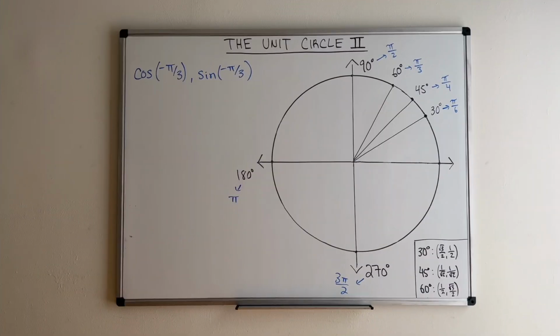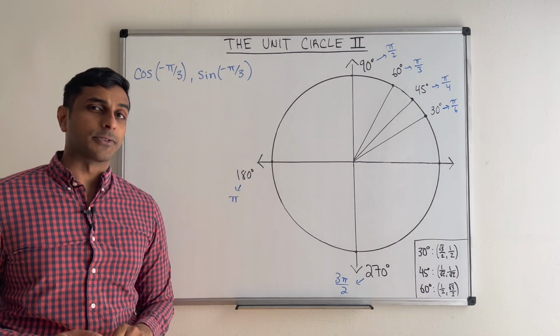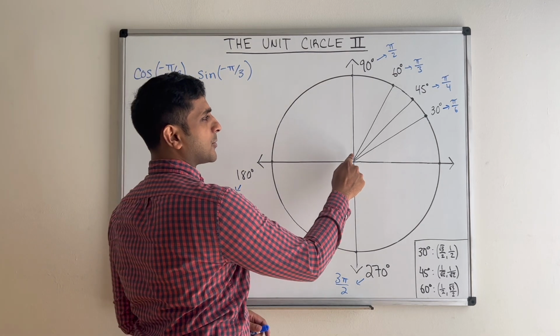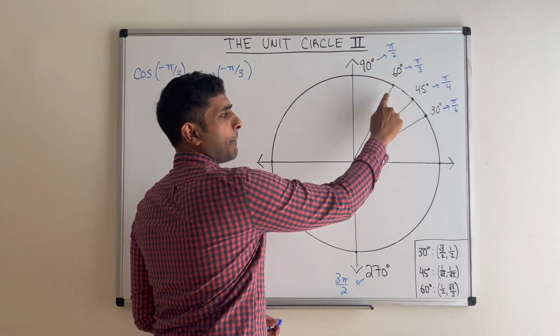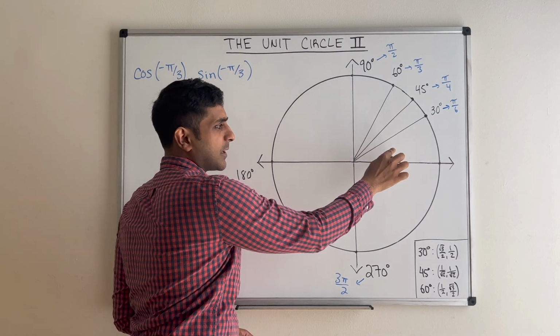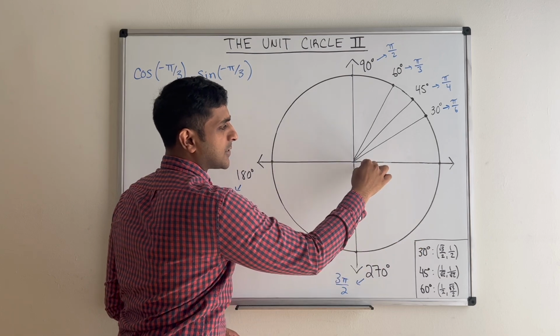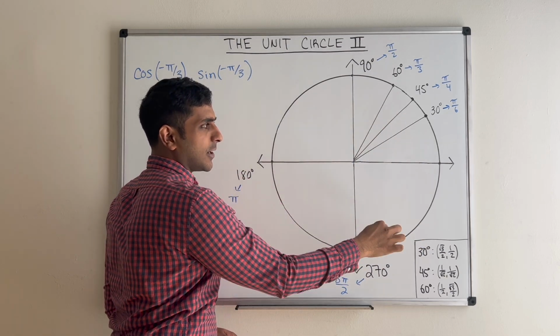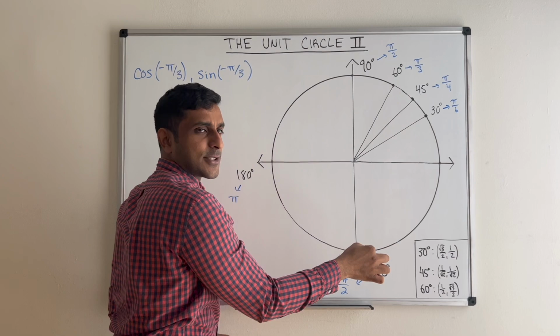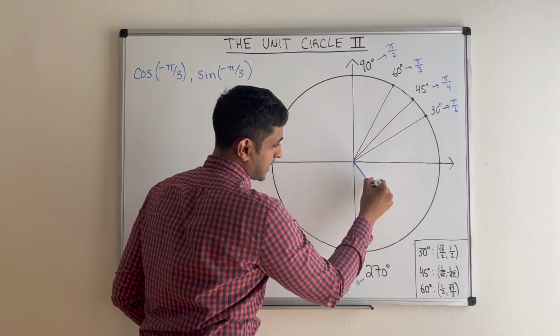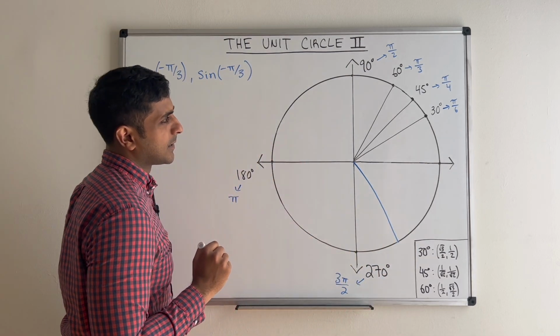Next problem. What about cosine of -pi/3 and sine of -pi/3? Well, where is -pi/3? If pi/3 is 60 degrees and it's about there, -pi/3 is the same amount of rotation, but just in the opposite direction. So the end result would be sort of a reflection of this pi/3 radius over, this time, the x-axis. And so it would look something like this.